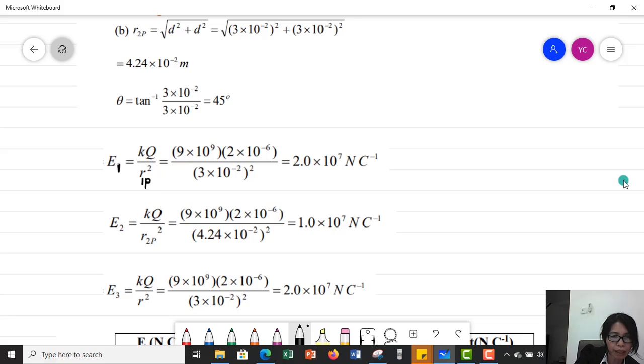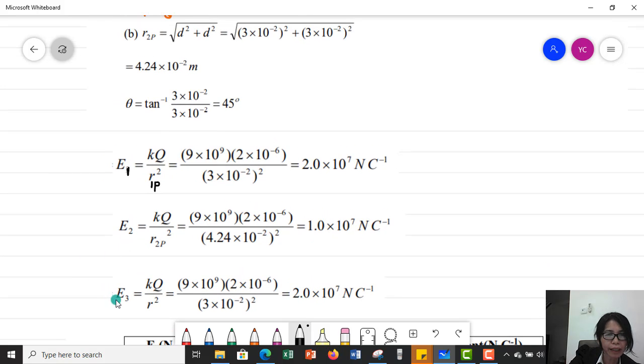Then we determine E2. The magnitude of E2 will be KQ over the distance between charge 2 and point P squared. So put in the value. The distance between charge 2 and point P is 4.24 to the power of negative 2. So we get E2 is 1 to the power of 7 Newton per Coulomb.